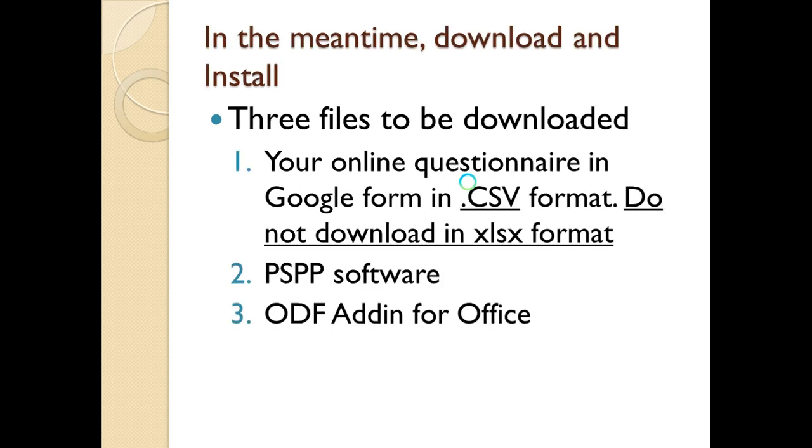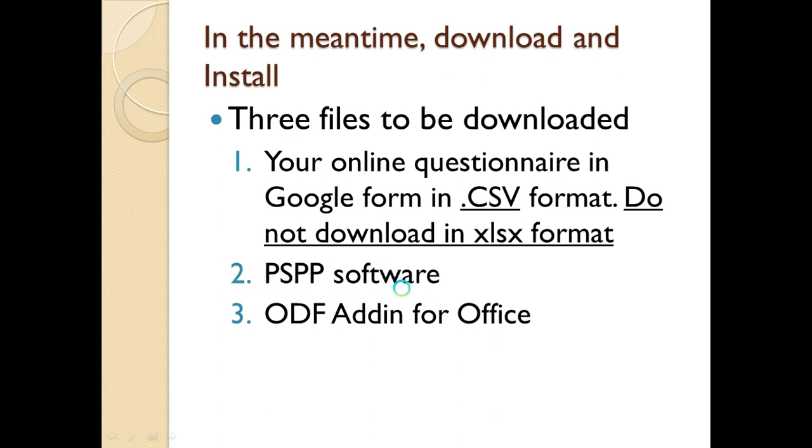You have to download at least two important things. Number one, from your online questionnaire in the Google form, you have to download the file, your Excel sheet, in the form of .csv format. Don't download XLS format because PSPP will not import XLS files. Rather, it would import CSV file, comma separated version. So, if your Google form is downloaded as .csv file, it would be easy for PSPP software to import it and then start analyzing it.